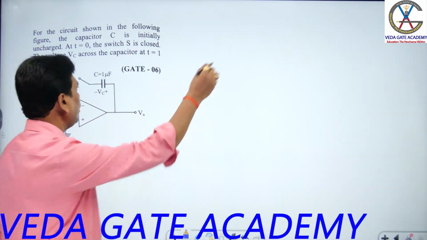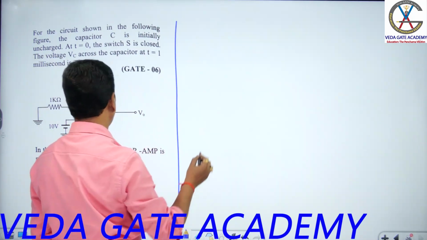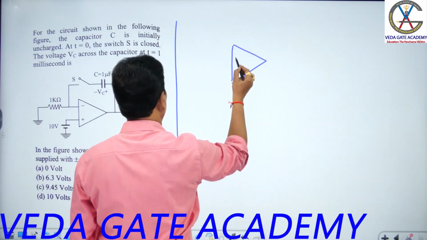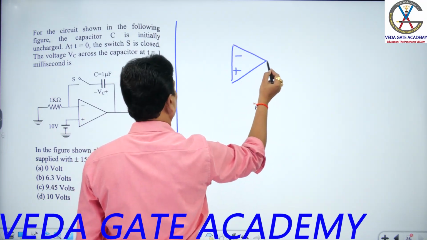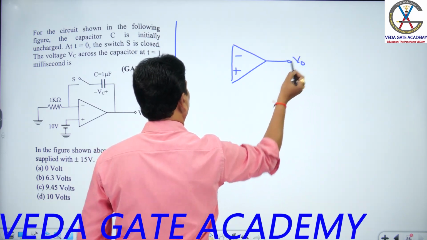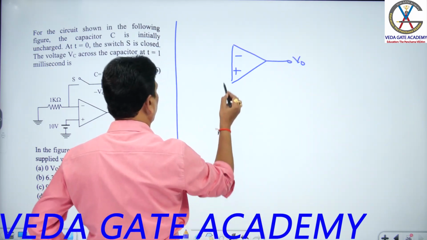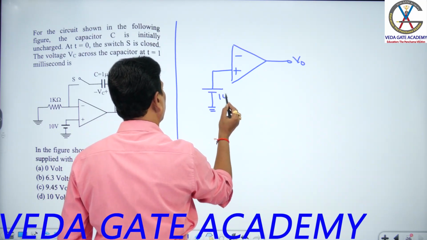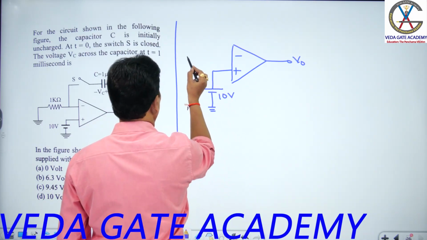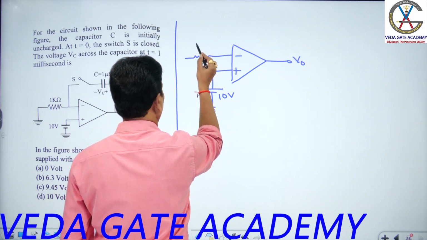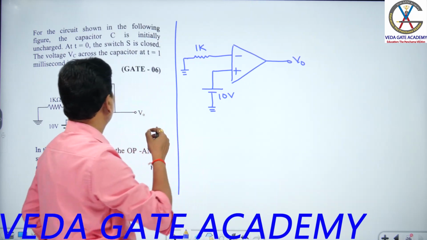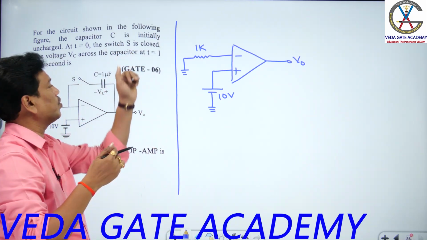So this is the circuit I can redraw. This is minus, this is plus, and this is the place of output V naught. To the non-inverting node, the supply of 10 volt is there. This 1 kilo ohm resistance is there, and this is grounded. Initially the switch is open, and at t equal to 0 the switch is closed.